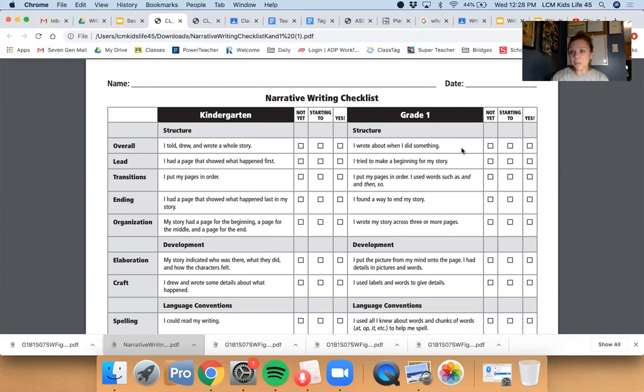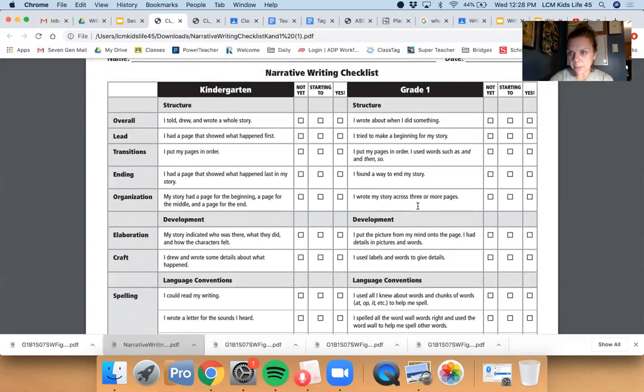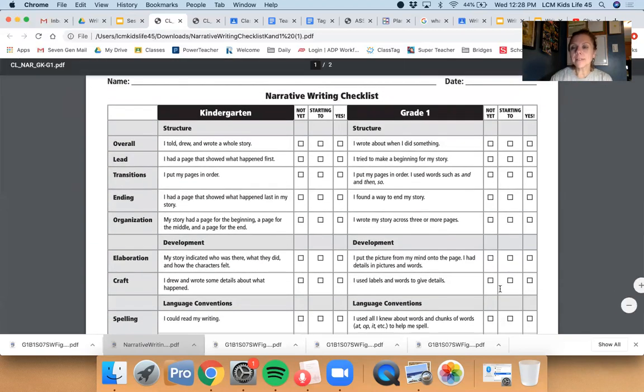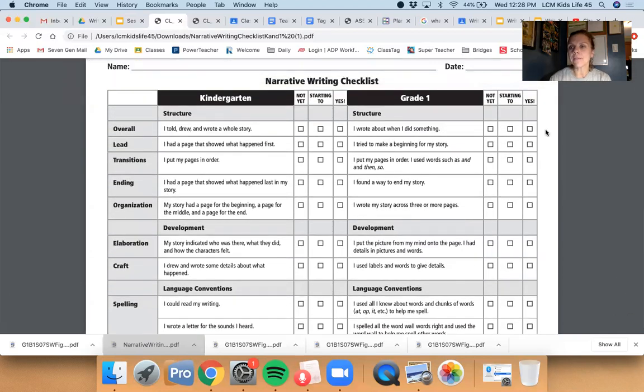So when I'm done with my final story, this is what my goals are. So let's look and see where we are so far. I wrote about when I did something. I tried to make a beginning of the story. I found a way to end my story. So again, we're not here yet with all of this. But sometimes it's good to look at what the end goals are so that we have a place to be working towards.